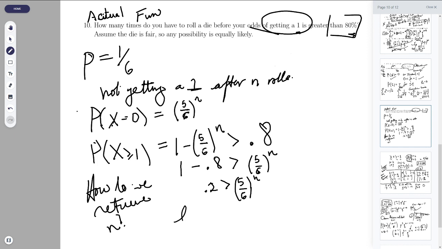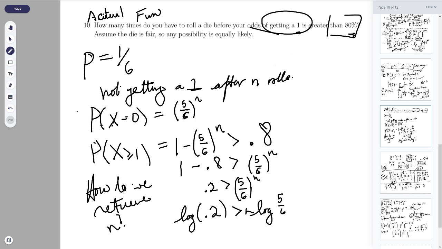So we hit both sides with log. And it doesn't really matter what log you use. You can also use, well, you can't quite use roots, but you can use log. So the log of 0.2 is going to have to be bigger than n times the log of 5/6. And then all you got to do now is divide.